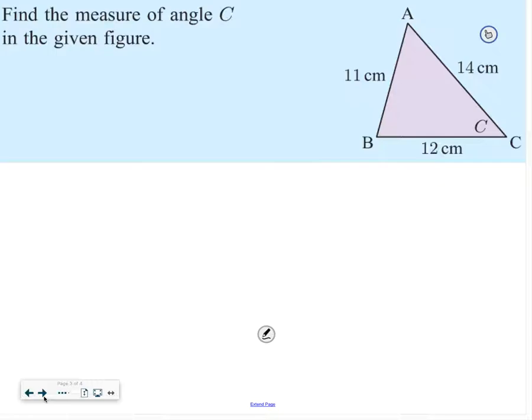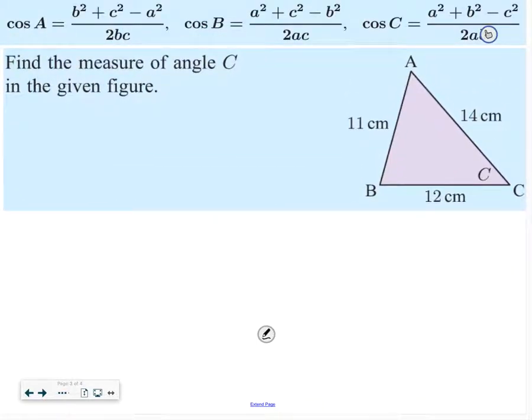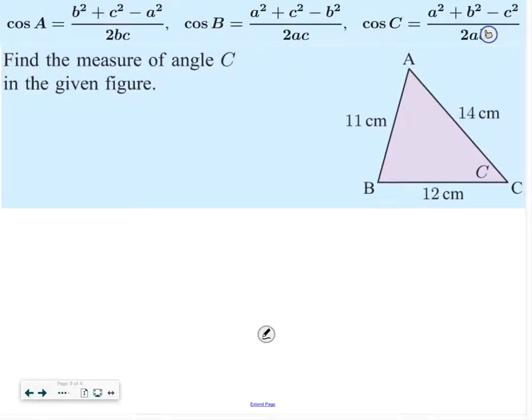So find the measure of angle C in the given figure. So when we're finding an angle, what we're going to want to do is use the formula slightly rearranged. Okay, again, recognize the pattern. It's the same formula, just rearranged. So then if we're talking about cosine of A, the side that's being subtracted is the one that correlates to the angle we're trying to find. And again, B and C there.